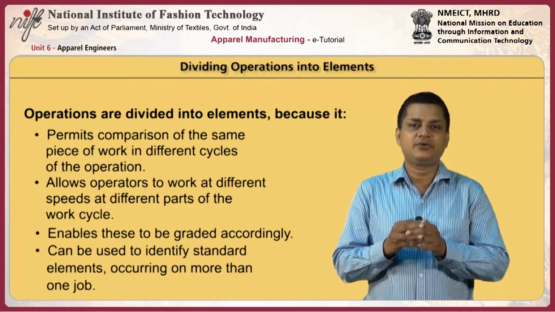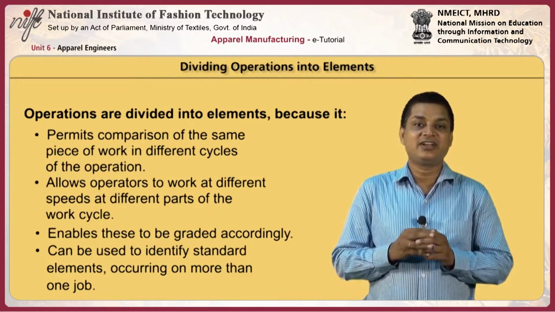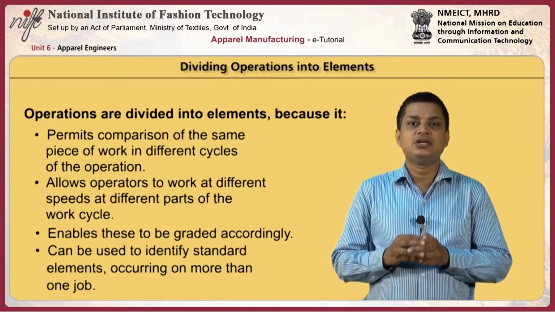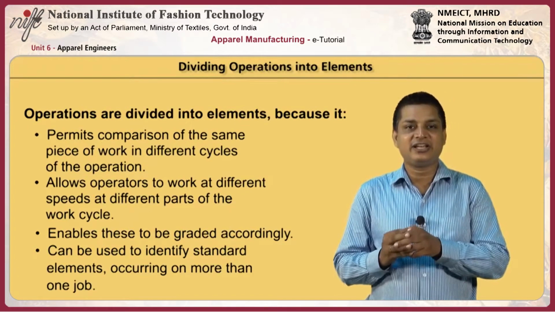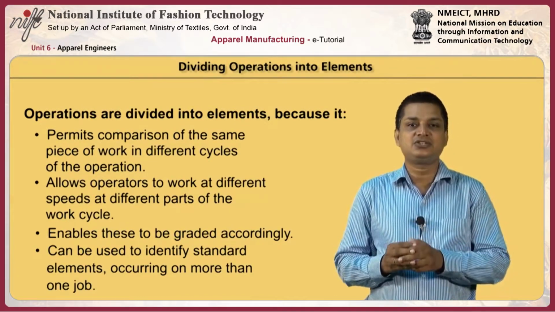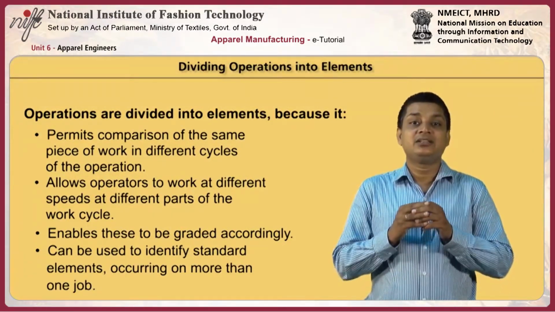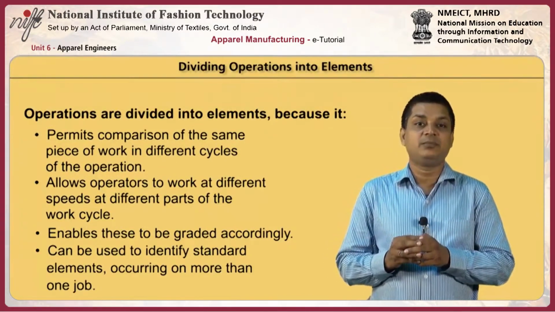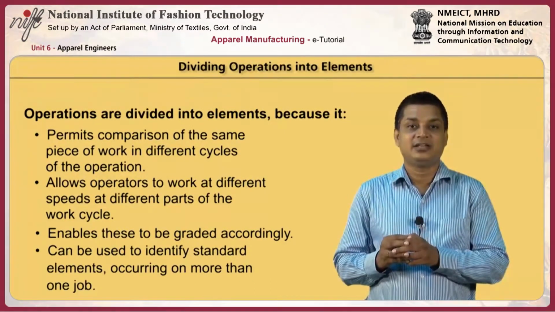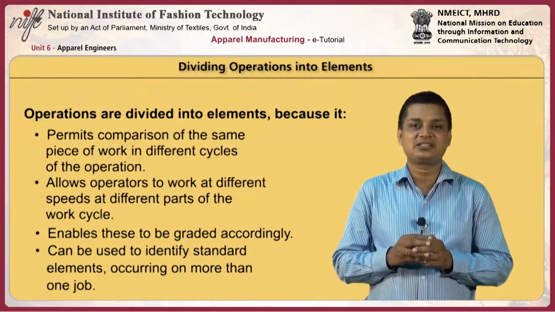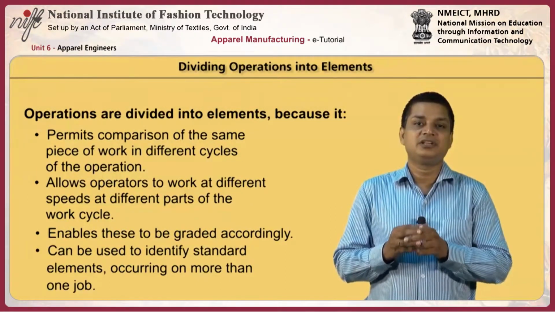Operations are divided into elements for the following reasons. It permits comparison of the same piece of work in different cycles of operation. It allows operators to work at different speeds at different parts of the work cycle. It enables these to be graded accordingly. This point is particularly significant when some of the elements are wholly machine controlled, while in others the operator is the controlling factor. It can be used to identify standard elements occurring on more than one job. This can then be used to build up time for another job.